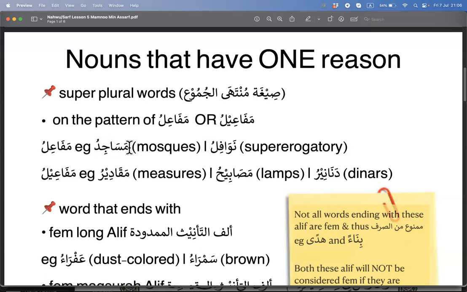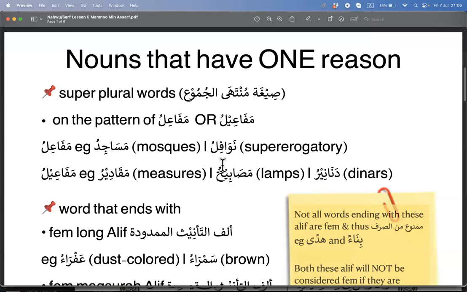Okay, so the rafa version is masajidu, the nasab version will be masajida, with nasab fathah. Yes, and then the jar version, masajida. Yes, exactly.